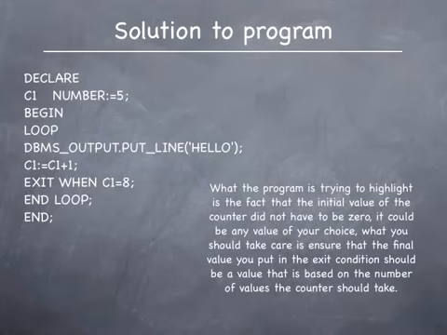What this program is trying to do is to bring to your attention the fact that the initial value of the counter did not have to be 0. It could have been any value of your choice. What you would have had to do is to ensure that the final value that you write in the exit condition should be a value that is based on the number of times the loop must execute.